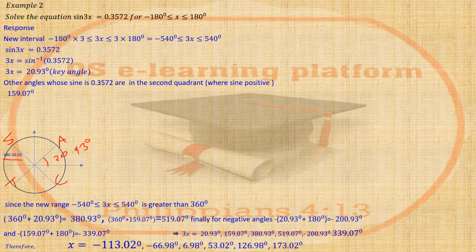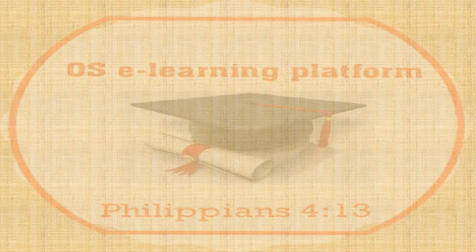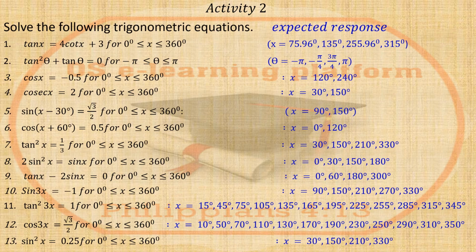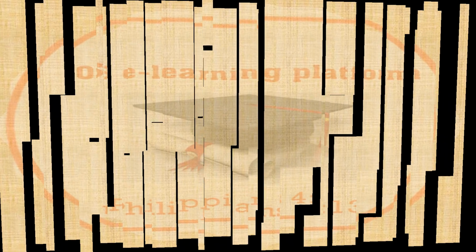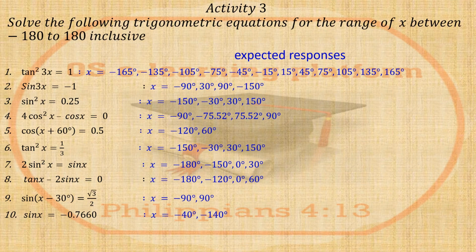Allow me project you to activities. So activity number 1 is there. The expected responses are there. Activity number next is there.